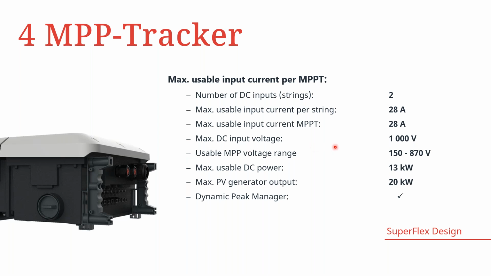Open circuit voltage will be 1000 volts, and the MPP usable voltage range is 150 to 870 volts. Usable DC power per MPPT is about 13 kilowatt, and the maximum PV generator output is 20 kilowatt per MPPT. As usual, it also incorporates the Dynamic Peak Manager, which is quite common for all Fronius inverters, for shade mitigation.